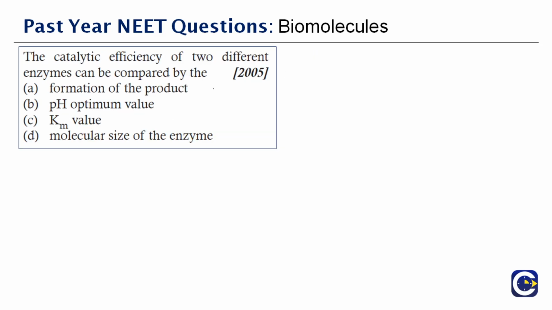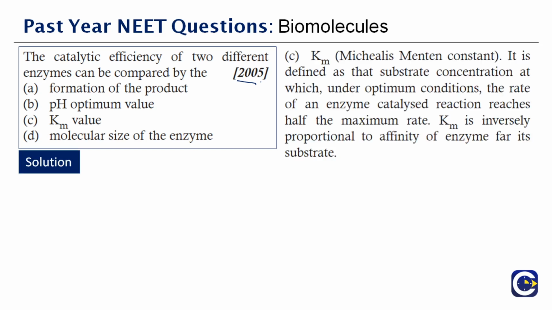Okay, next question here. Again, a 2005 question. Let's read it here. The catalytic efficiency of 2 different enzymes can be compared with. I think by now you have guessed the answer. We already saw what a Km is, right? So the catalytic efficiency of 2 different enzymes can be compared with the help of the Km value. It is called the Michaelis-Menten constant.